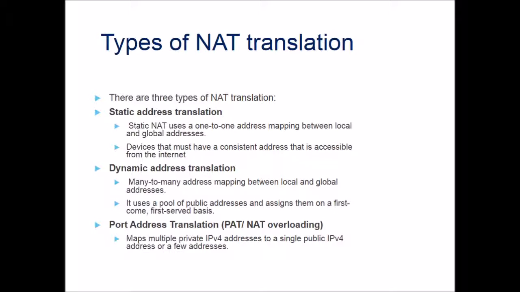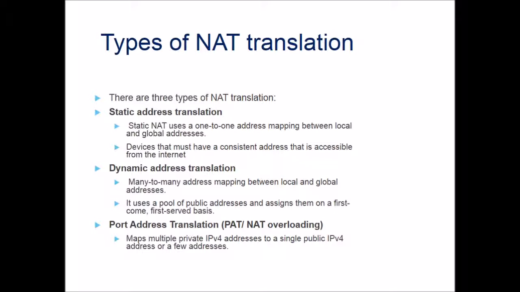Dynamic NAT uses a pool of public addresses and assigns them on a first-come, first-served basis. So when an inside device requests access to an outside network, Dynamic NAT assigns an available public IPv4 address from the pool. And finally, port address translation.